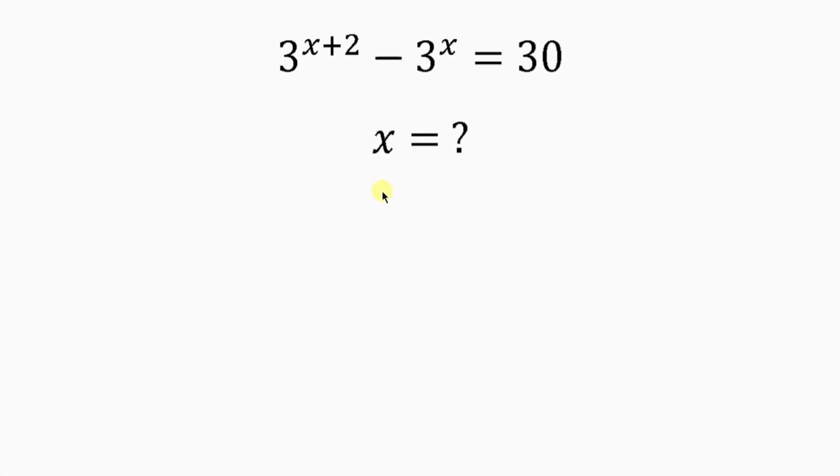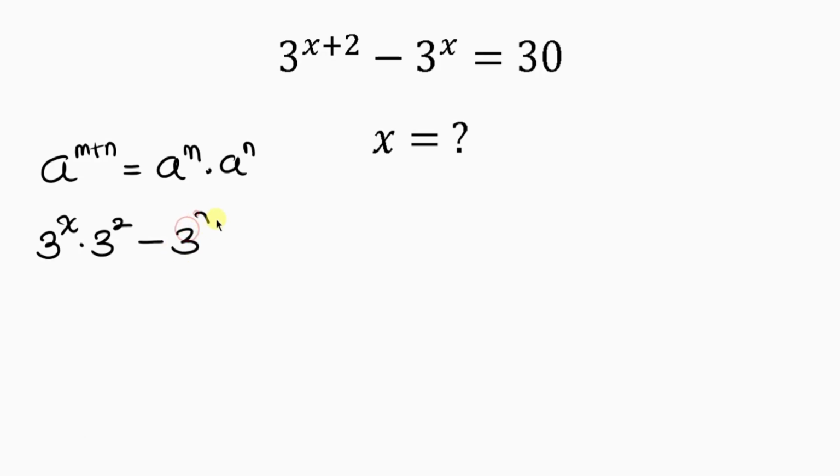Let's solve this math question that says find the value of x for which 3^(x+2) minus 3^x is equal to 30. From indices, when I have a^(m+n), just as what we have here, this can be expressed as a^m times a^n. That means this expression can be written as 3^x times 3^2 minus 3^x is equal to 30.